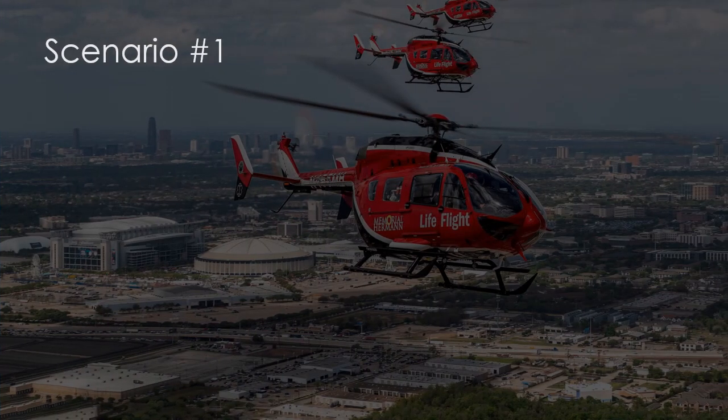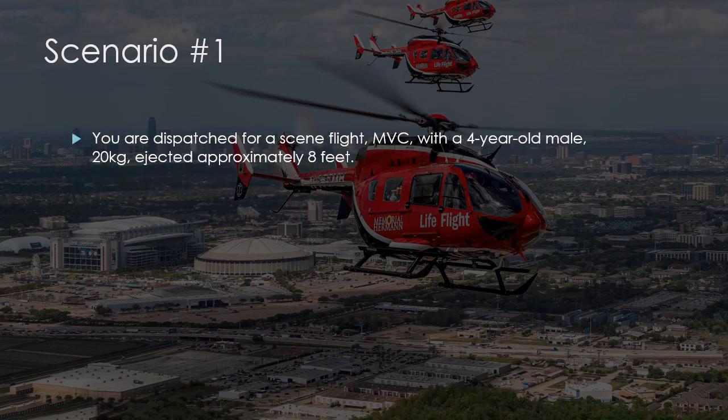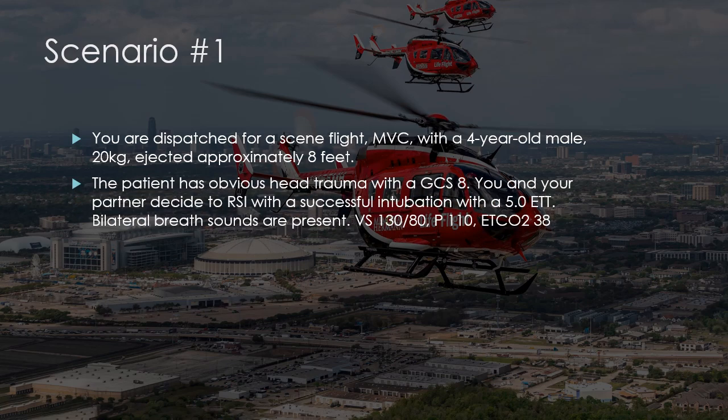All right, let's start off with a scenario to hopefully bring everything together. You're dispatched to a scene flight. So put yourself in the mindset of a flight paramedic for this particular scenario, and you're dispatched to a 4-year-old female. She's been ejected approximately 8 feet. Her ideal weight is about 20 kilos.